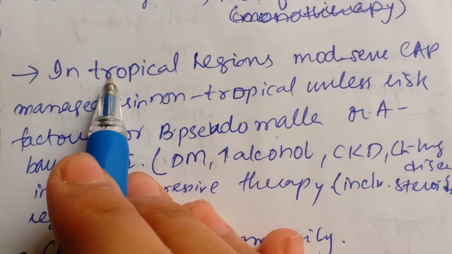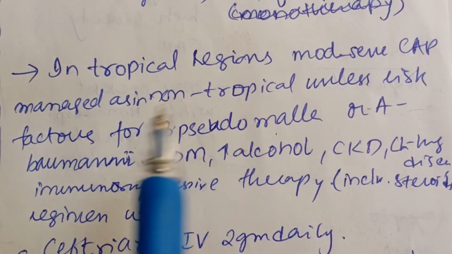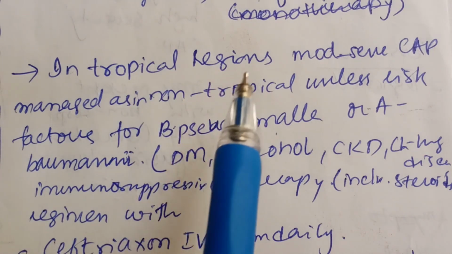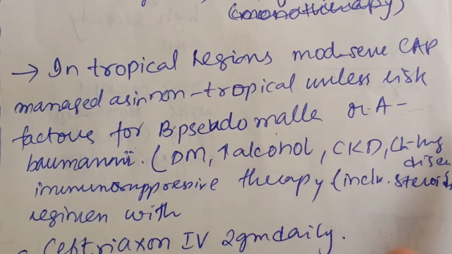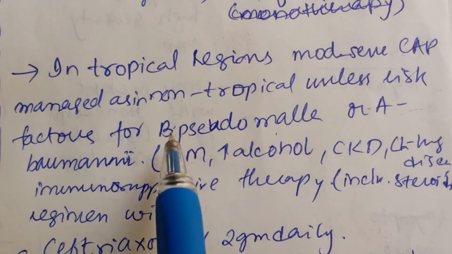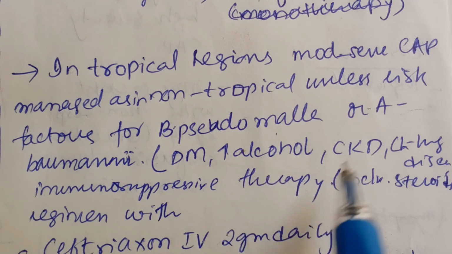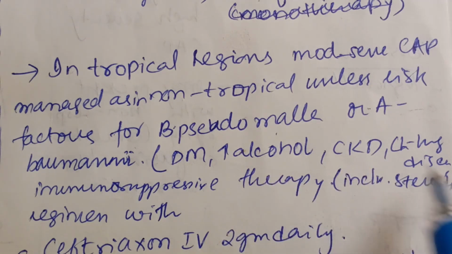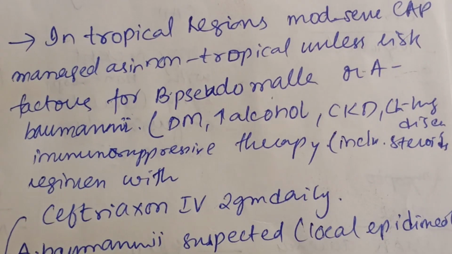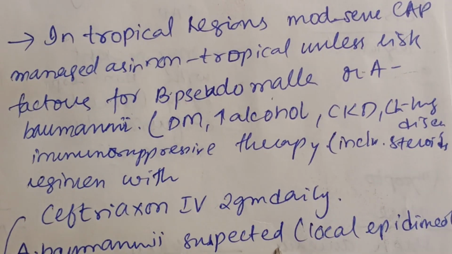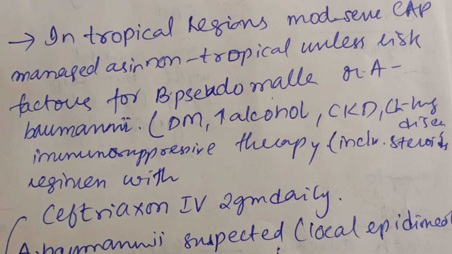So if the patient has moderate severity community-acquired pneumonia and is from tropical regions, we are going to manage him accordingly. Likewise, the non-tropical side. But if the patient has risk factors for pseudomonal or Acinetobacter, that are diabetes, increased alcohol intake, chronic kidney disease, or chronic lung disease, or he is on immunosuppressive therapy, including steroids, the regimen would be ceftriaxone IV daily. And if Acinetobacter baumannii is suspected from the local epidemiology, we are going to add gentamicin.